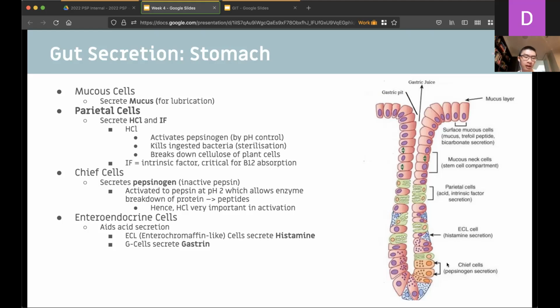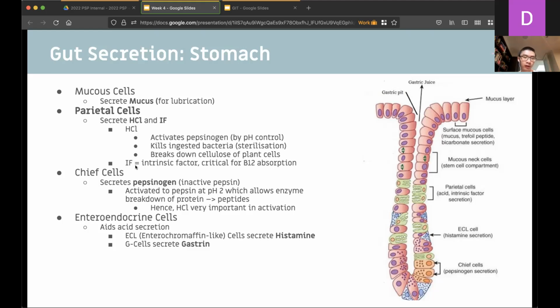Pepsinogen is the inactive form of pepsin. It doesn't do anything by itself, but once the environment is sufficiently acidic, so pH 2, the enzyme is activated and allows it to break proteins down into peptides. And how do you get the environment to be acidic? Well, you get your parietal cells, which secrete hydrochloric acid and intrinsic factor.